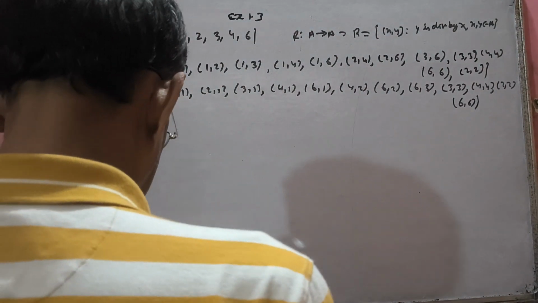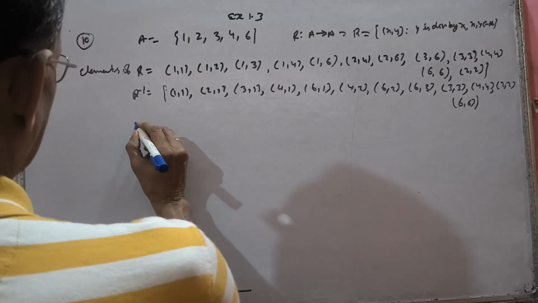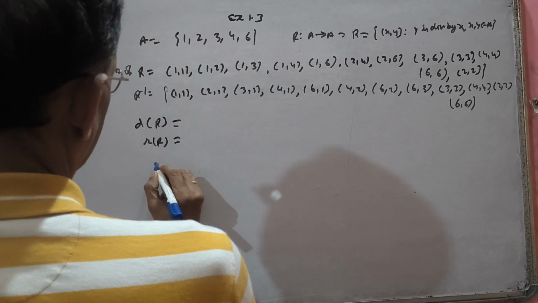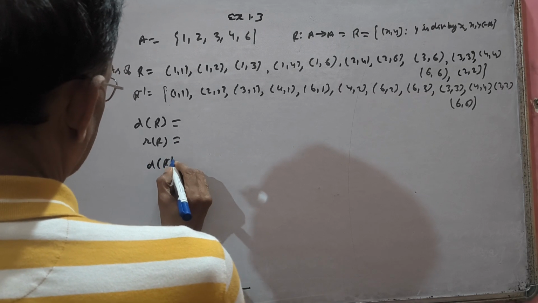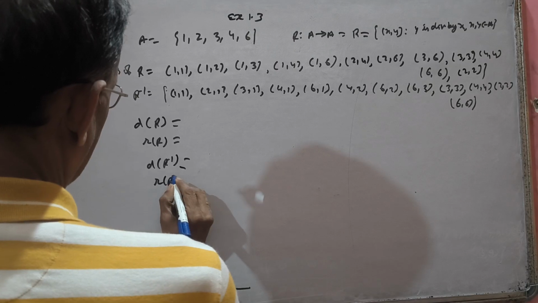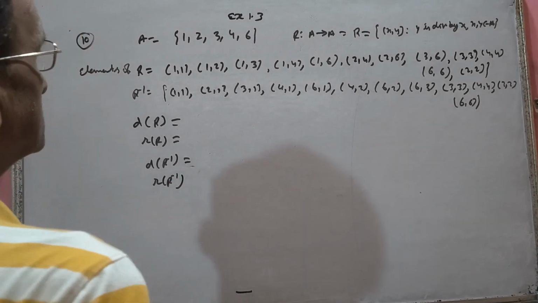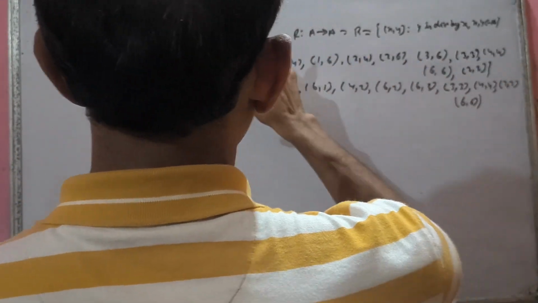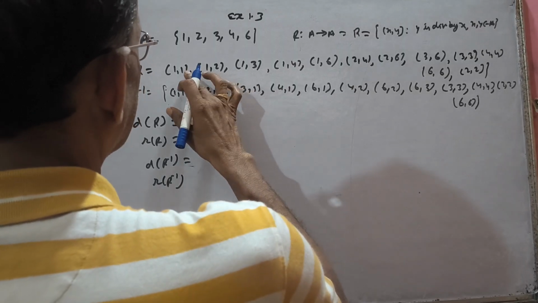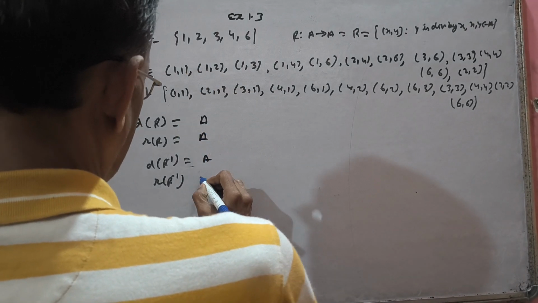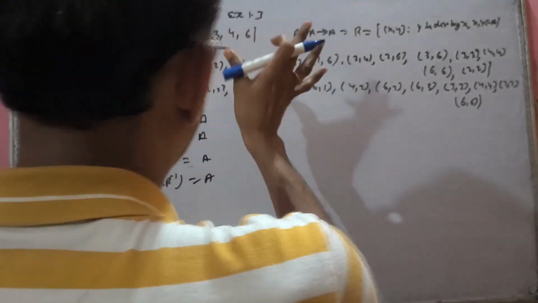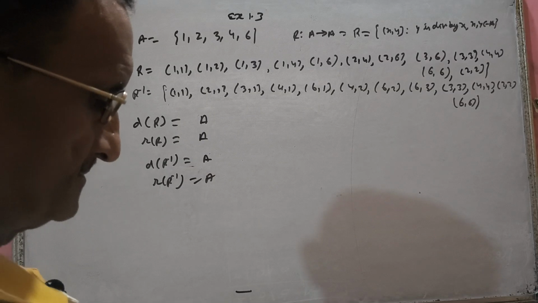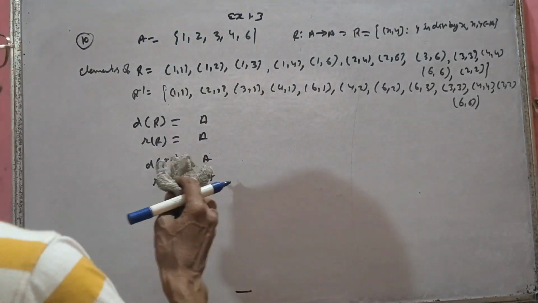Then they are asking domain of R and range of R, then domain of R inverse and range of R inverse. See, 1 is here, 2 is here, 3 is here, 4. What will we get? A. Range is also A only. Similarly, A only. All the elements will be there. Okay, you can omit this.